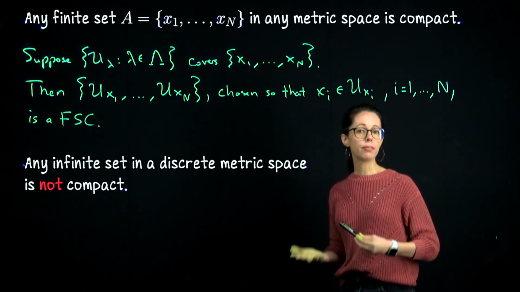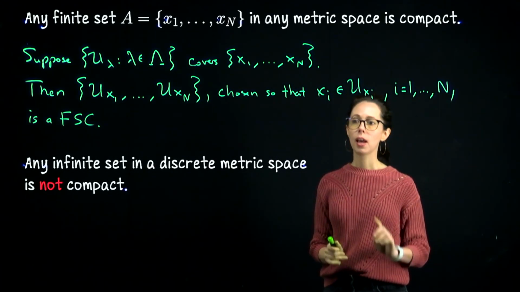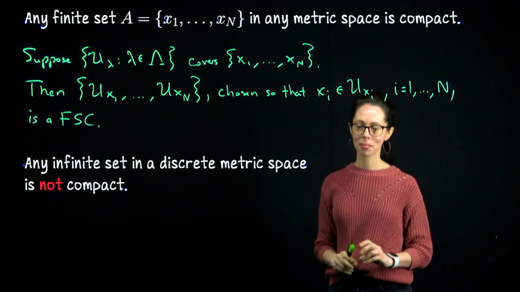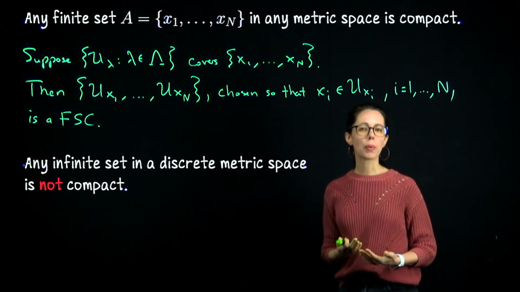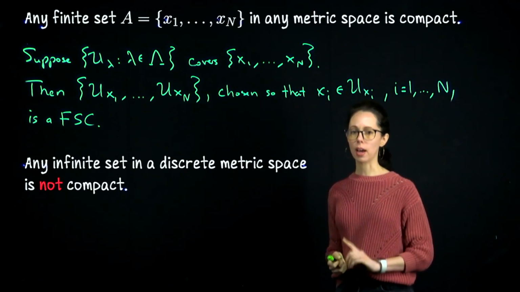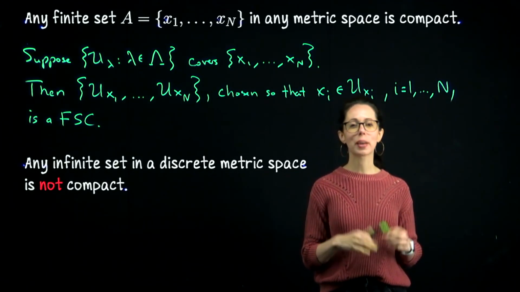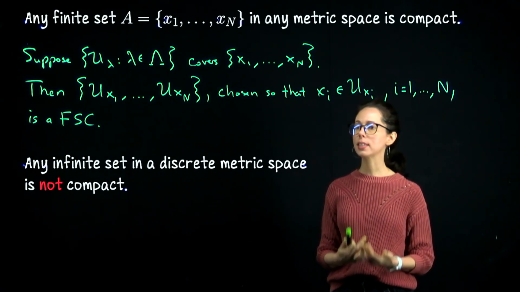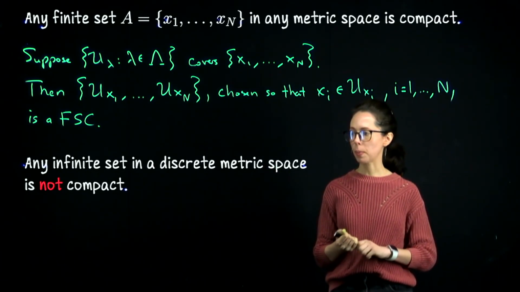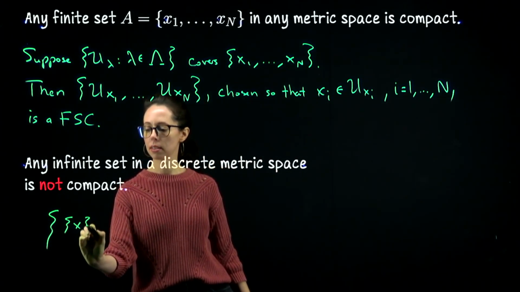It's quite possible for an infinite set to be compact in, say, a Euclidean metric space. That's totally fine. But an infinite set in a discrete metric space is never compact. Kind of like the examples we were just looking at, if you want to show that a set is not compact, all you have to do is come up with one open cover of that set that yields no finite subcover. That's actually very easy to do in a discrete metric space because every set is open, including singleton elements. So imagine that capital A is an infinite set in a discrete metric space, and let my open cover be singletons.